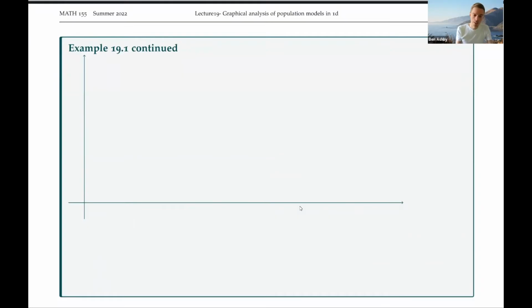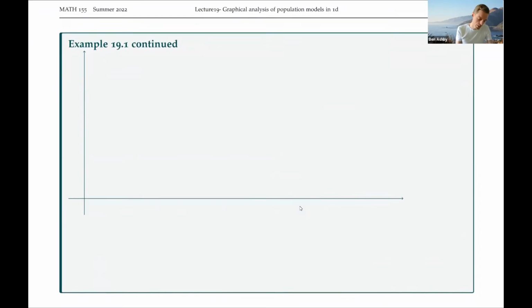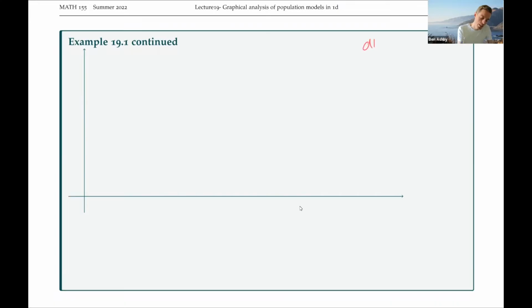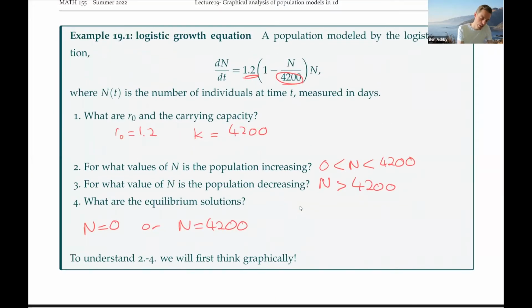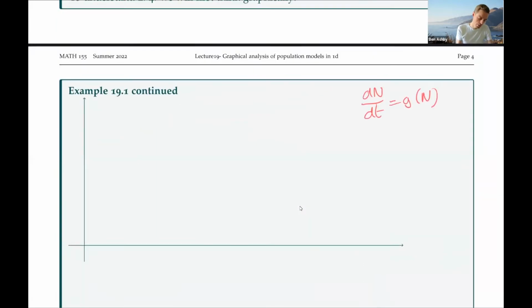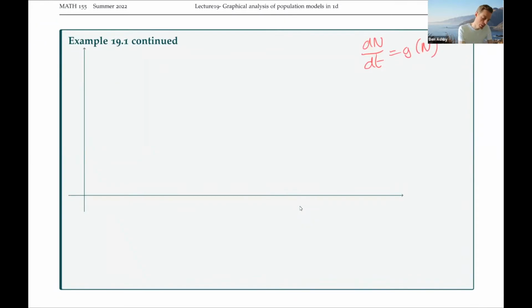We can think of this graphically as well by noticing that our dN/dt is just some function of N itself. If we go back up here, this right-hand side, you can think of this as our g(N). It's just some function of N. And so we can plot that. What we're really doing then is plotting dN/dt versus N. So what does that look like? Well, it's a quadratic with a maximum. It looks something like this.